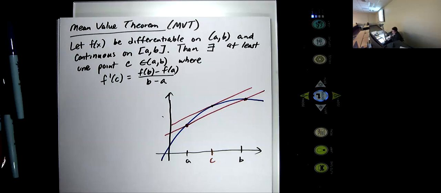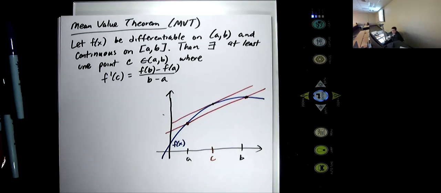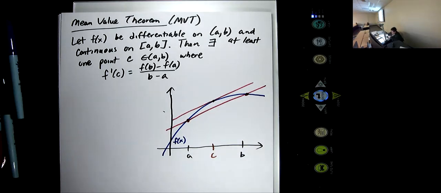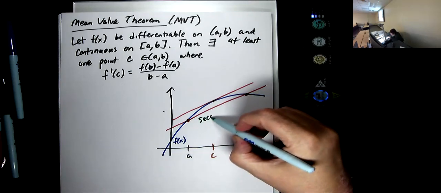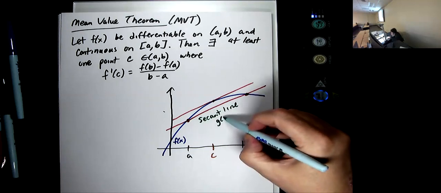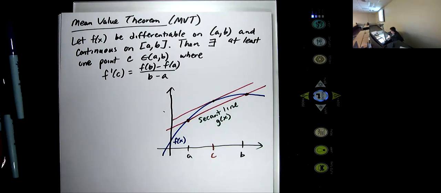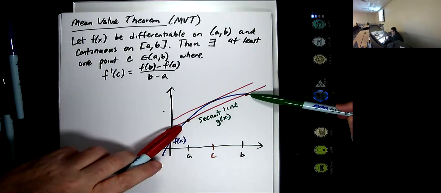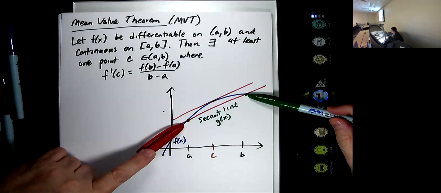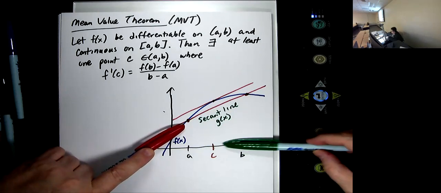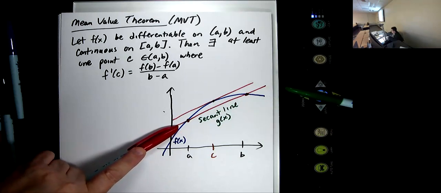So our blue line is our f of x here, the curve. I'm going to call the secant line here g of x. So what the mean value theorem says is if we've got 2 points A and B, then for the slope of the secant line going through them, there's some point in AB that has the same slope. That's what it's saying.